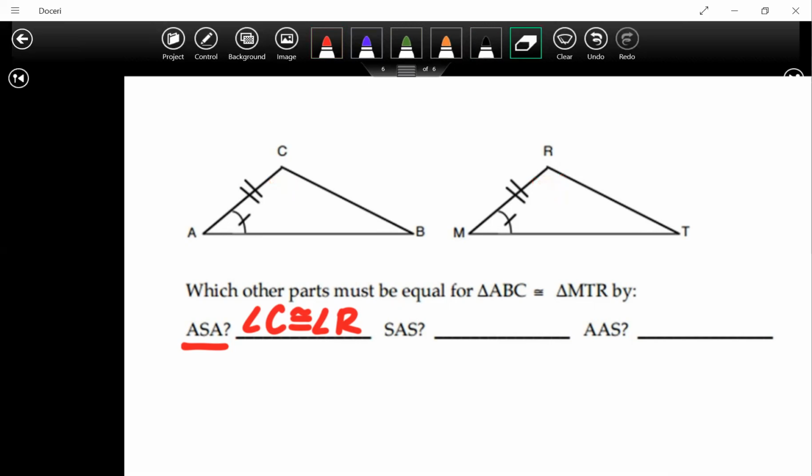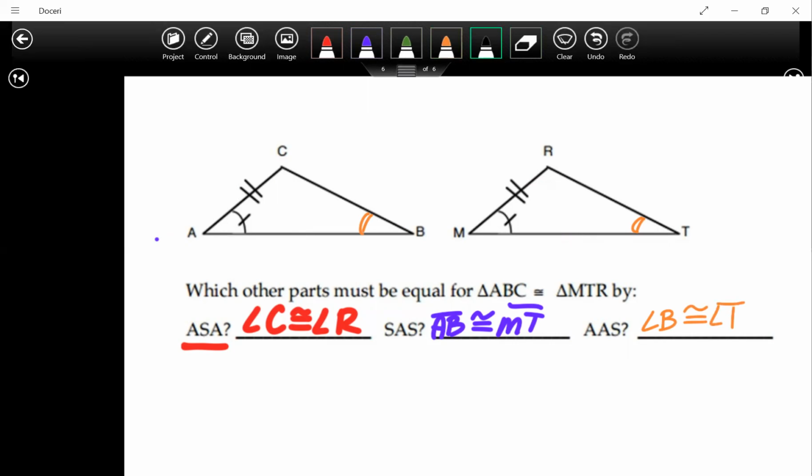If I'm going to erase these and do the same thing, what would I be missing for a side angle side congruence? Another side, right? AB needs to be congruent to MT. If I erase those marks one last time, what am I missing for angle side angle? Angle B needs to be congruent to angle. So these are question specific.